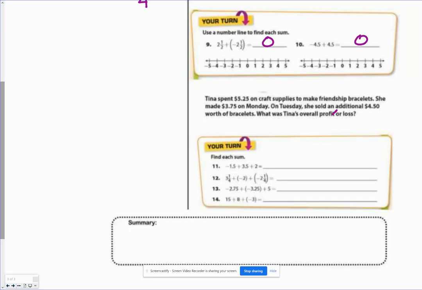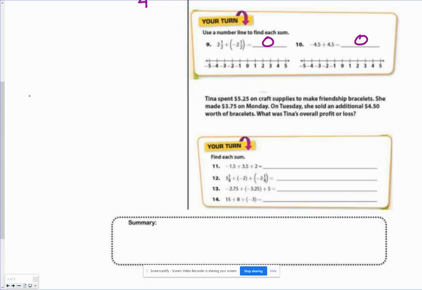Tina spent $5.25 on craft supplies to make friendship bracelets. She made $3.75 on Monday selling those. And on Tuesday, she sold an additional $4.50 worth of bracelets. What was Tina's overall profit or loss? Remember, profit means she makes money. Loss means she loses money. So does she make money or lose money? Let's go write down what we know.